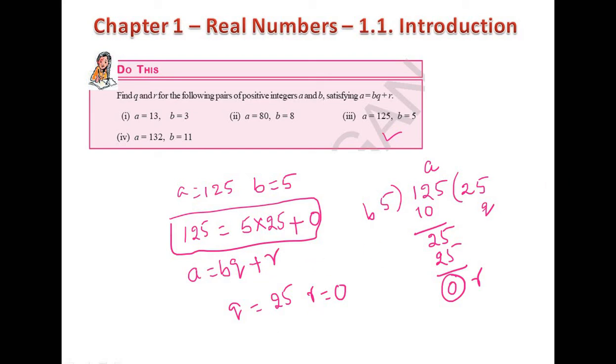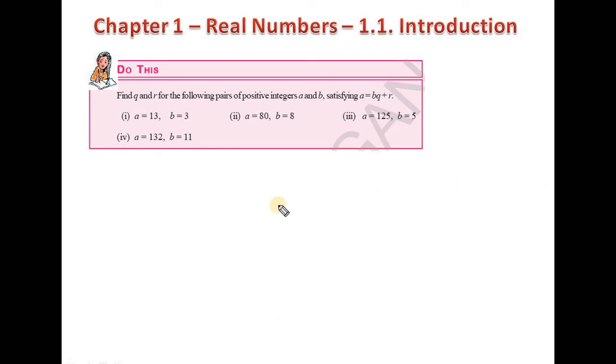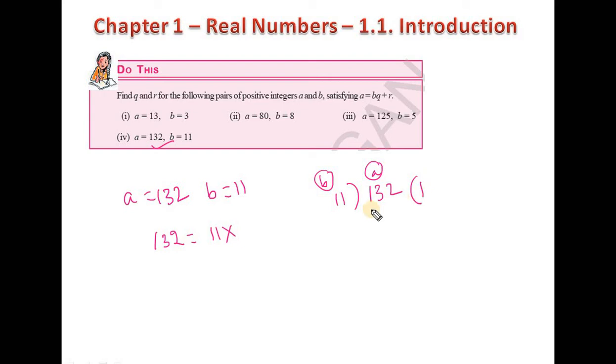The last problem, that is the fourth one, where A is equal to 132 and B is equal to 11. So here how will you be writing? 132 is equal to 11 into what? How do you know that? 132 divided by 11. This is your B value, this is your A value. 11 one time 11 and 2. So 11 2 times 22. Answer will be 0. This is your R value, this is your Q value.